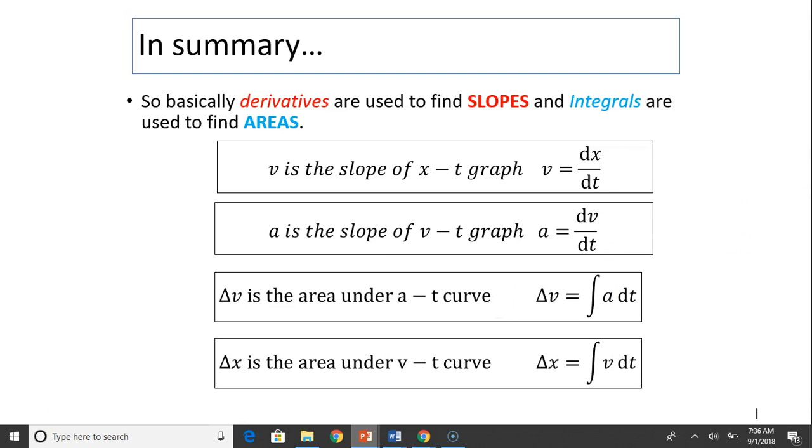So in summary, basically derivatives are used to find the slope and integrals are used to find area. So v is the slope of the x(t) graph. So v is dx over dt, because the derivative is the slope. Similarly, a is the slope of the v(t) graph, so a is dv over dt. Now, delta v is the area of the a(t) curve. So delta v is the integral of a dt. Now delta x is the area under the v(t) curve, so delta x is the integral of v dt.